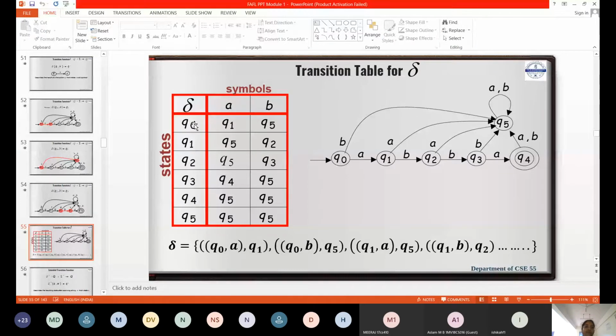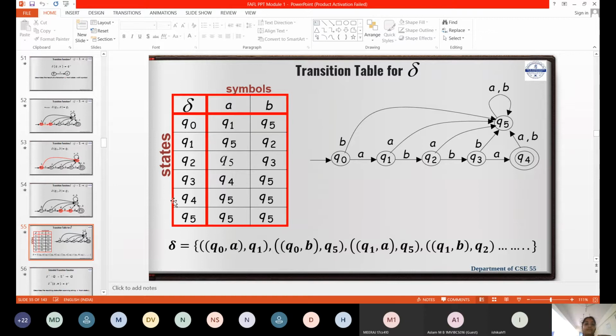Here one thing is missed. If you see the book, you can see there is an arrow mark for Q naught and a star for Q4, because Q4 is the final state. So to represent the initial state, we use an arrow mark pointing right, and for Q4, the final state, there will be a star.